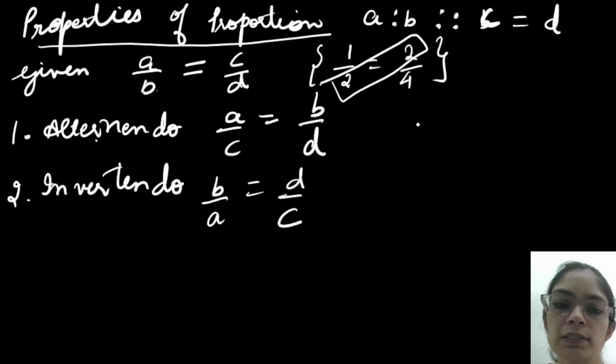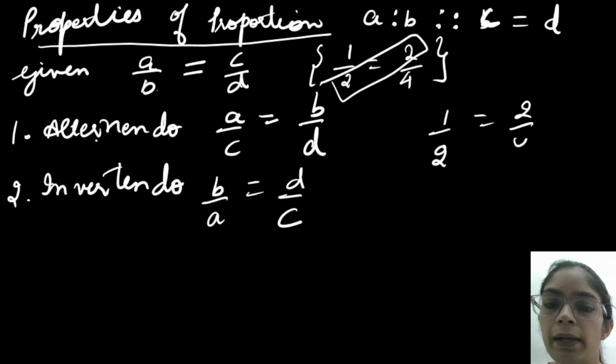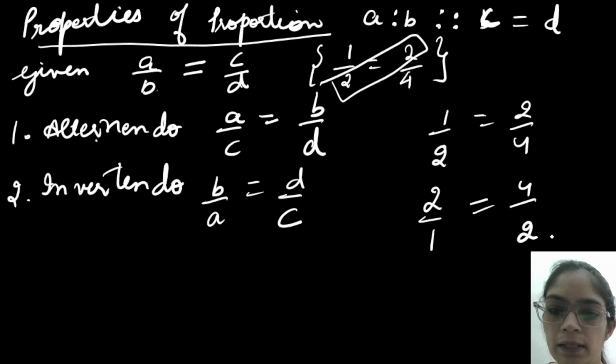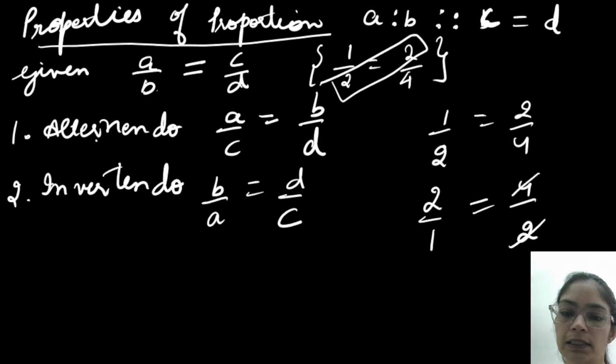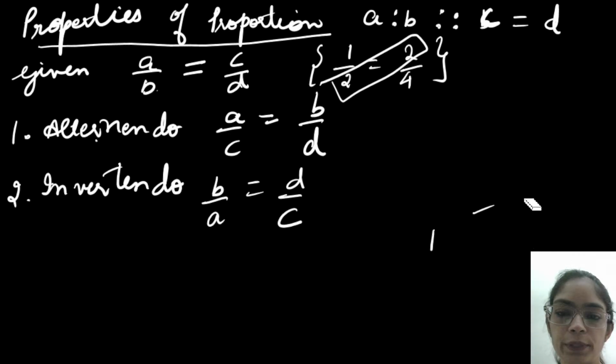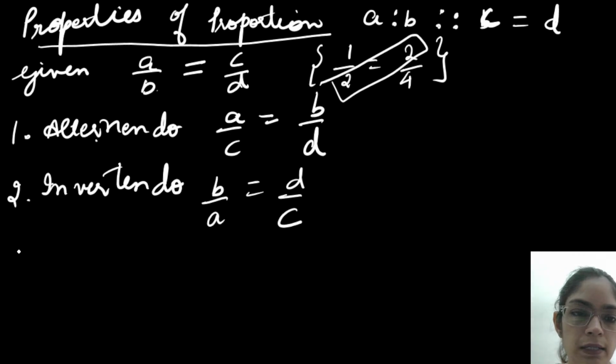So invertendo means, if I take the same thing, 1 by 2 equals 2 by 4, that means 2 by 1 is also equal to 4 by 2, and you can say this is equal only. So this is invertendo. The next property is componendo. Third property, componendo.